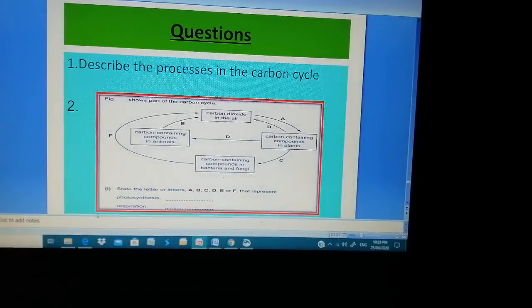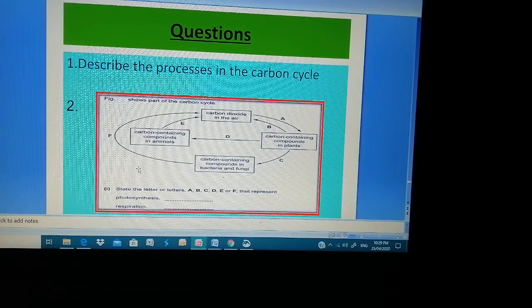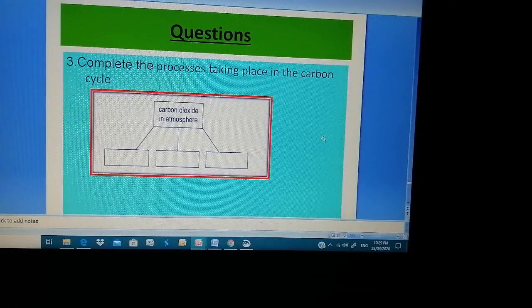Now you can see the questions here. Describe the processes in the carbon cycle. So you have to describe each of these processes, starting from photosynthesis and dissolving, which remove carbon dioxide, and adding carbon dioxide by respiration and combustion of fuels. And you can see this picture, and here they ask you to find which letter represents photosynthesis and respiration, and complete the processes taking place in the carbon cycle.